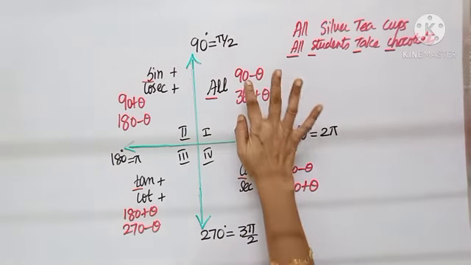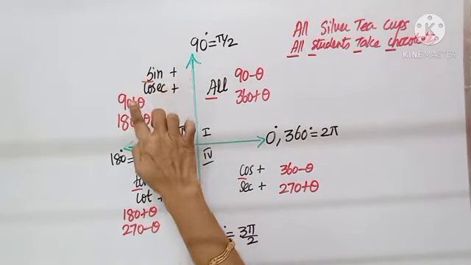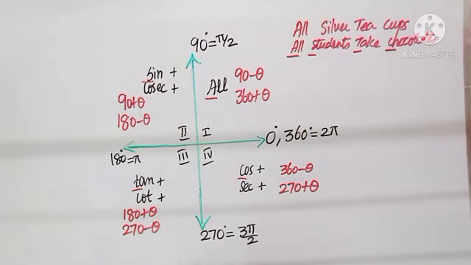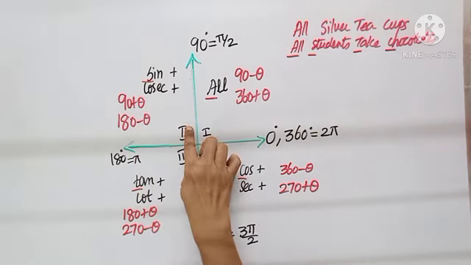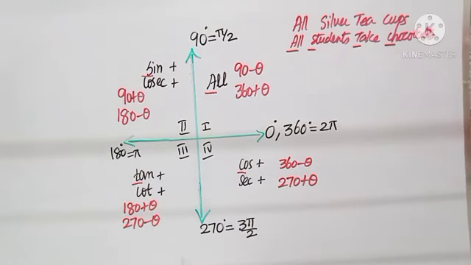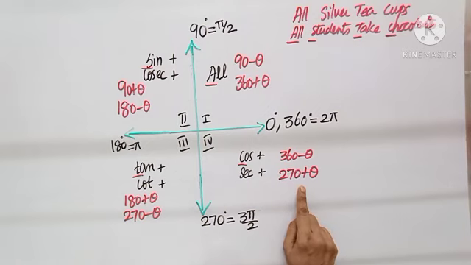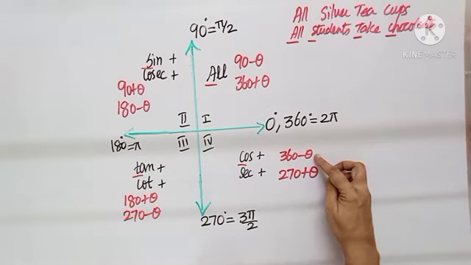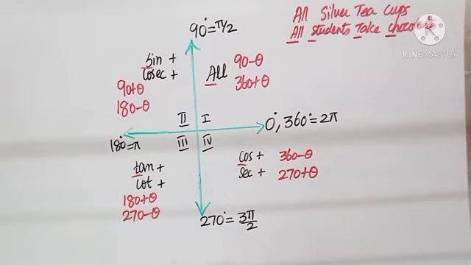If 90 minus theta comes, remember I am in first quadrant. If 90 plus theta comes, I am in second quadrant. Similarly, 180 minus theta is in second, 180 plus theta is in third. And 270 minus is third, 270 plus is fourth. 360 minus theta is fourth, 360 plus theta is first quadrant.